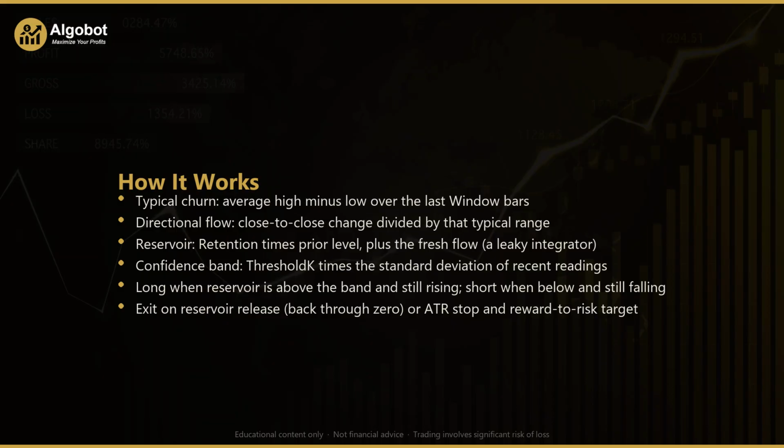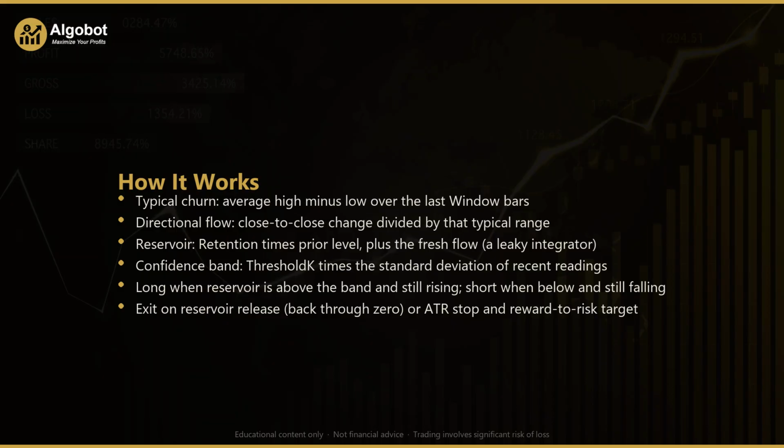Fourth, it builds a self-calibrating confidence band. It takes the standard deviation of the last window reservoir readings and multiplies it by the threshold value, default 1.2. In violent conditions, that band widens on its own, so the strategy demands more before acting. In calm conditions, it narrows and stays responsive. No fixed threshold is ever hard-coded.